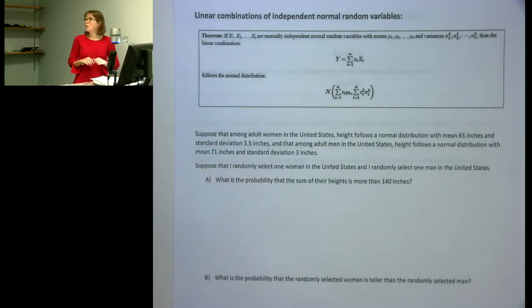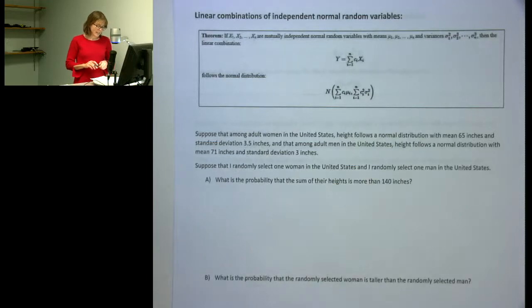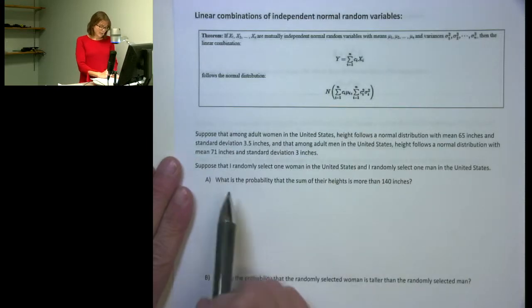So first of all, let's see how we can use this theorem. Suppose that among adult women in the United States, height follows a normal distribution with a mean of 65 inches and a standard deviation of 3.5 inches. And that among adult men in the United States, height follows a normal distribution with a mean of 71 inches and a standard deviation of 3 inches. Suppose that I randomly select one woman in the United States and I randomly select one man in the United States. I can use this theorem to answer questions like this.